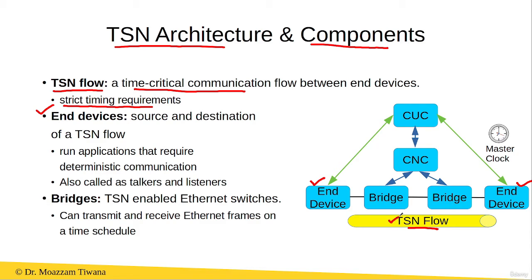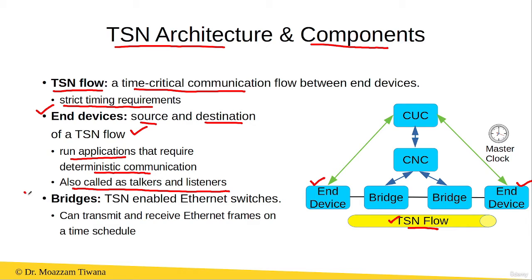For a TSN flow, the end devices serve as the source and the destination of this TSN flow. And these end devices run applications that require deterministic communication, for which we need a TSN flow or multiple TSN flows. Now, the end devices are also called the talkers and the listeners.